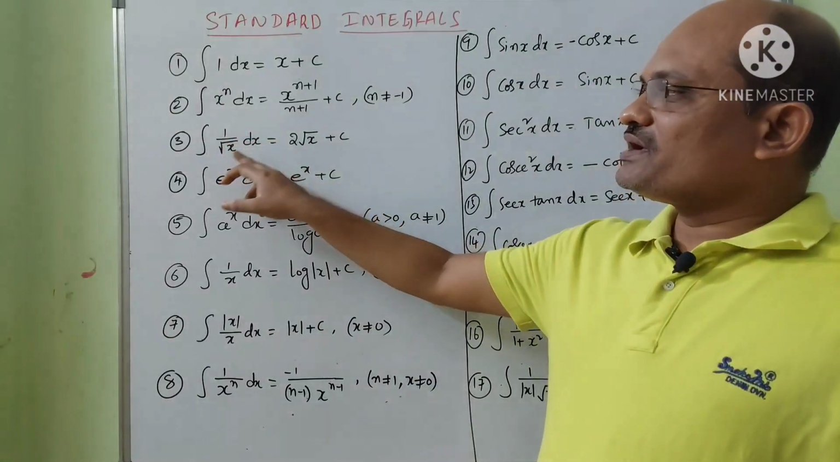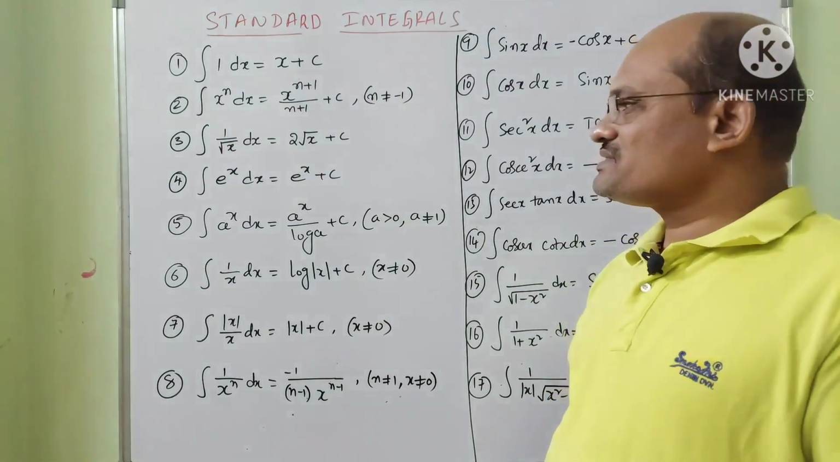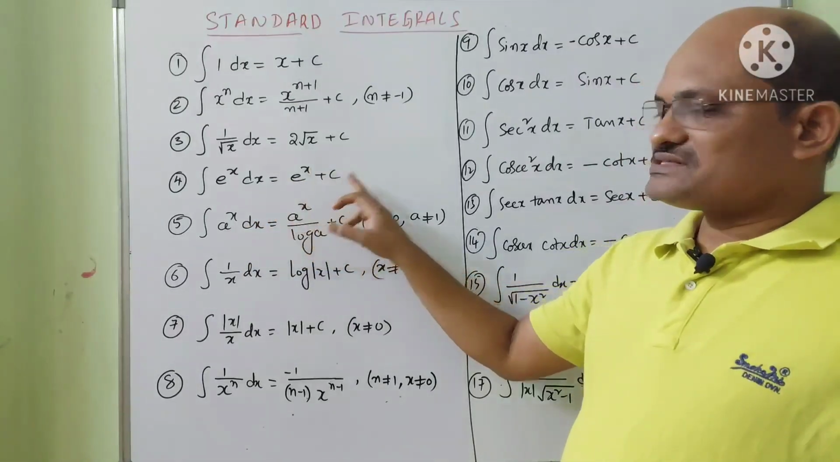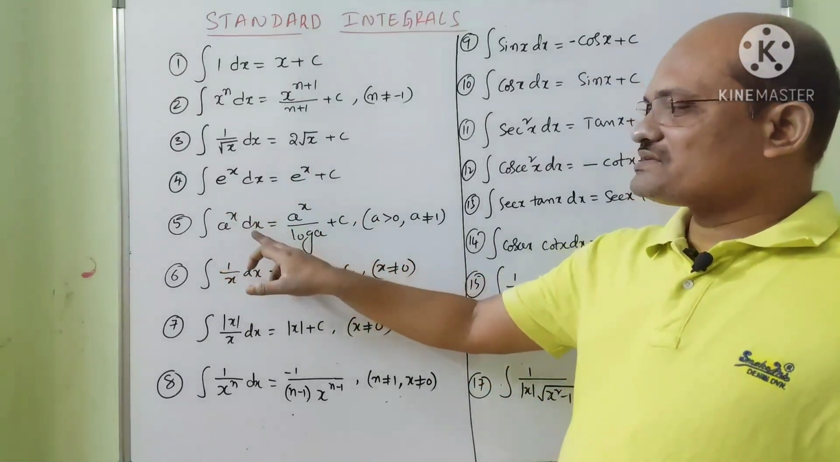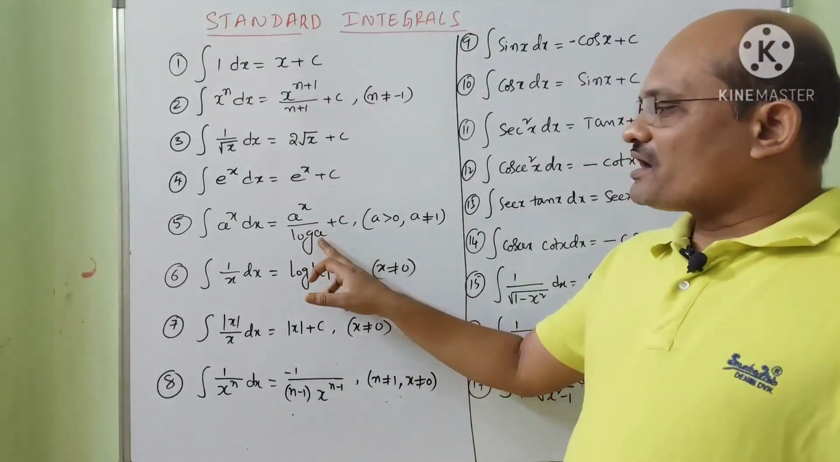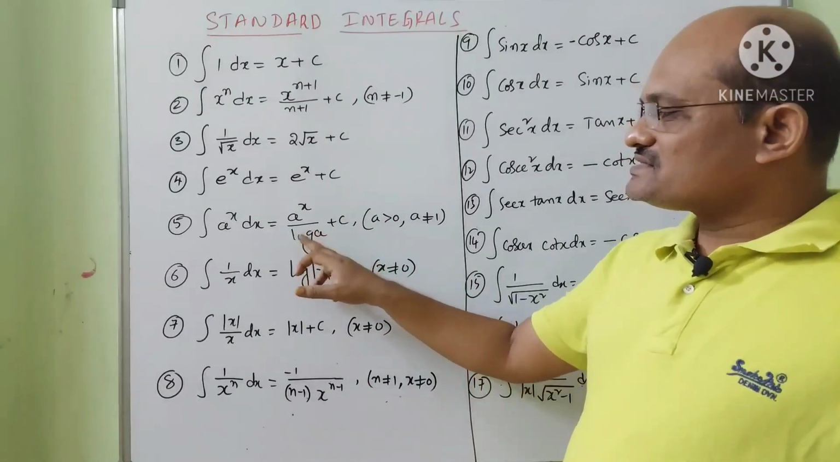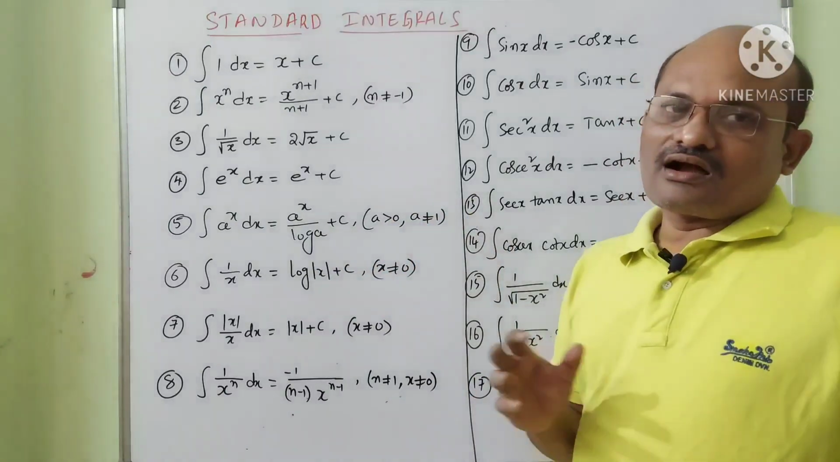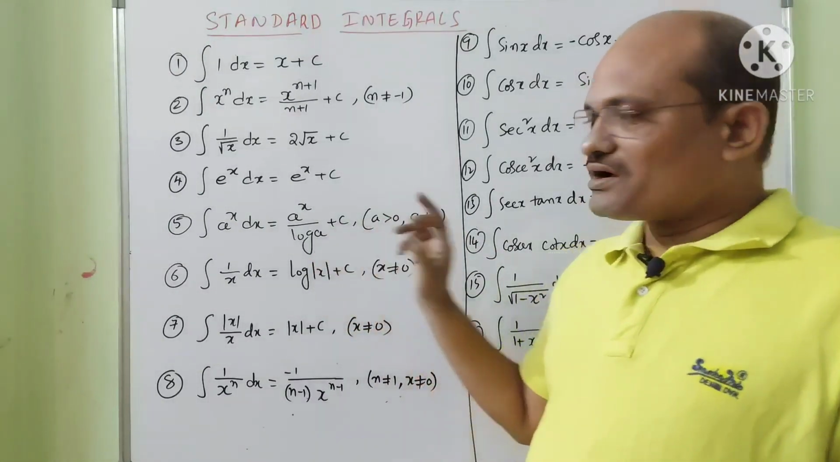Now integral of 1 by root x dx is 2 root x plus c. Integral of e power x dx is e power x plus c. Integral of a power x dx equal to a power x by log a plus c. Here a is inside the log, so a should be positive and it should not be 1, according to the conditions of domains of logarithm.